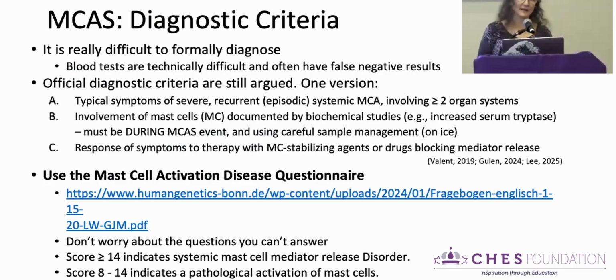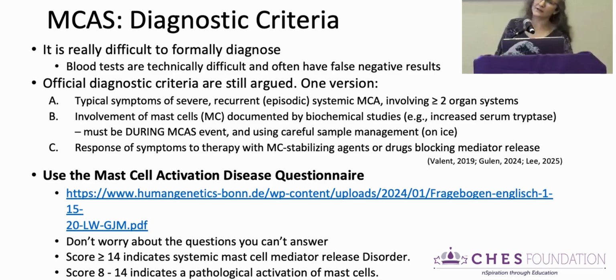It's much harder to diagnose definitively. So the first and third criteria are pretty easy: that you have symptoms in at least two of those systems that I showed you before. So let's say your gut and your skin, or your nervous system and your gut, your respiratory tract and your skin, and you respond to mast cell medications. So walks like a duck, talks like a duck.